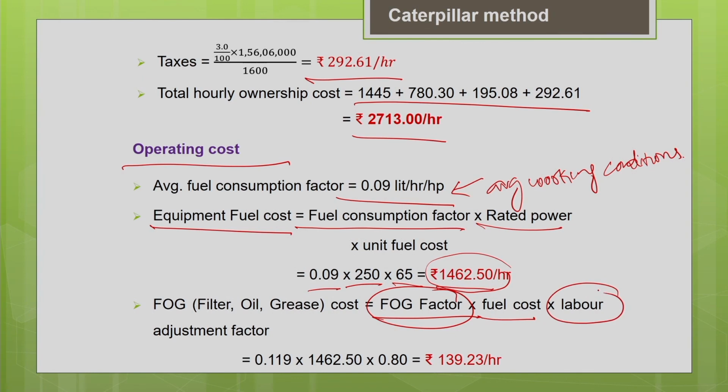Multiply by the labor adjustment factor, which I told you, according to the region, the labor skills may vary. So we have to account for those variations by using the labor adjustment factor for the particular region. It is available in some of the handbooks. So the FOG factor is given as 0.119, the fuel cost you have estimated already, and the labor adjustment factor is 0.8. This gives you a FOG cost of rupees 139.23 per hour.